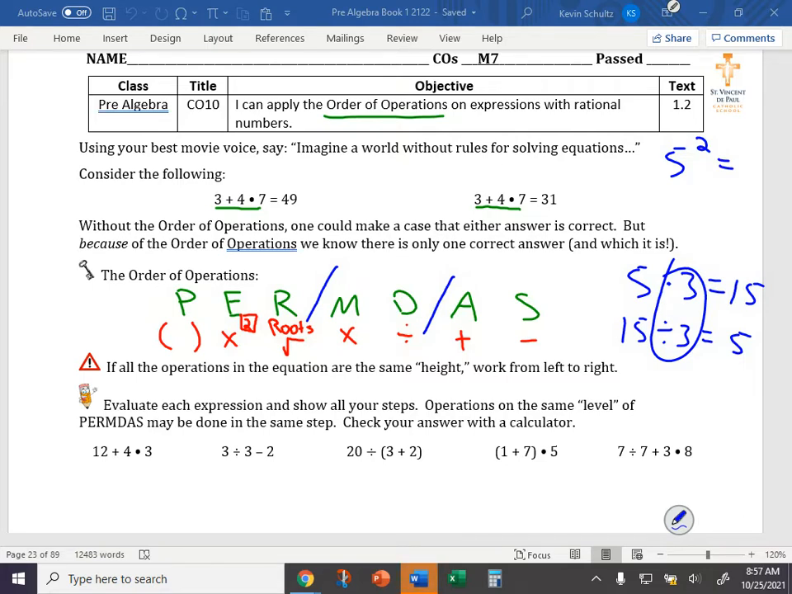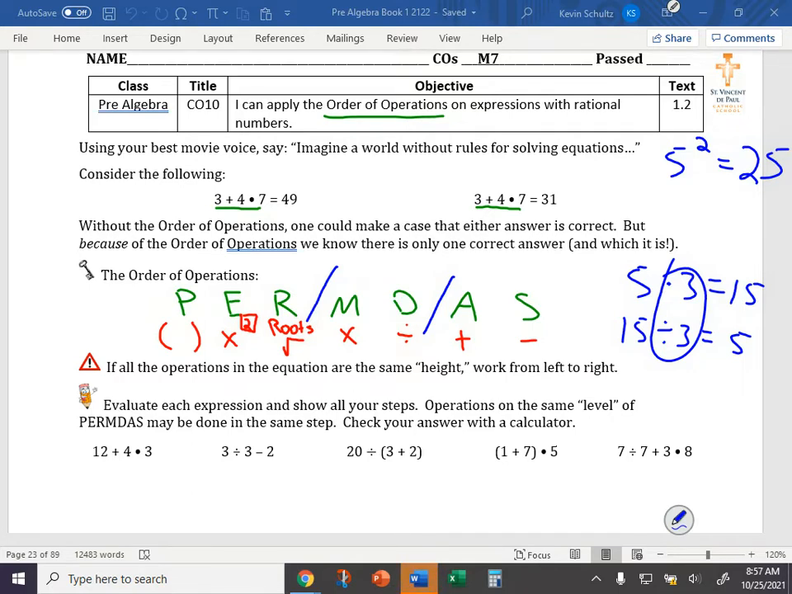No. Oh, people. What the heck? Quinn, calm down. 5 squared is not 5 times 2. If we wanted 5 times 2, we would write 5 times 2. We didn't. We wrote 5 squared, Carter, which is 5 times 5.